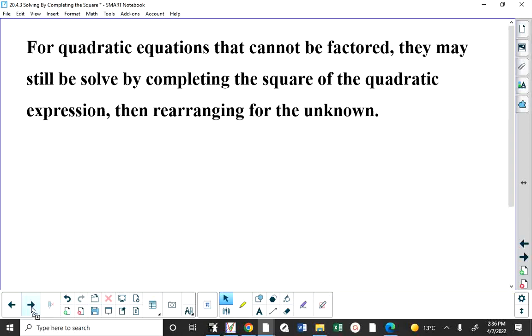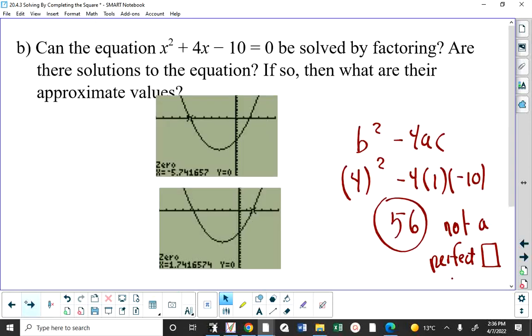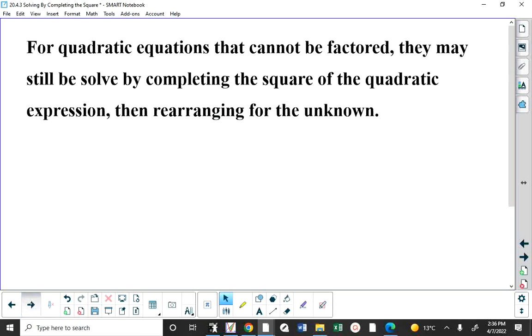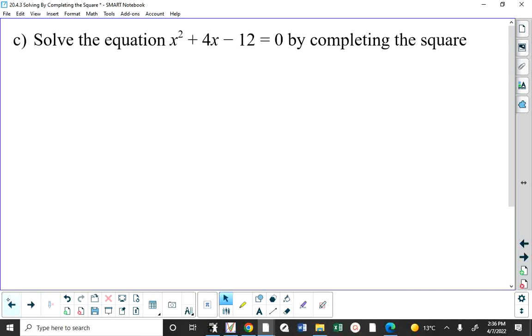But if this b squared minus 4ac, and we will formally teach this to you later, if this number is negative, you're done. There's no answers. There will be no x-intercepts. There will be no solutions to the equation if that b squared minus 4ac is negative. So what we are going to do is solve this equation by completing the square.